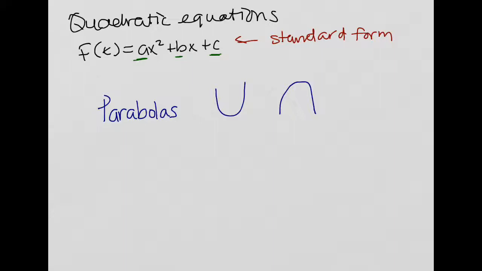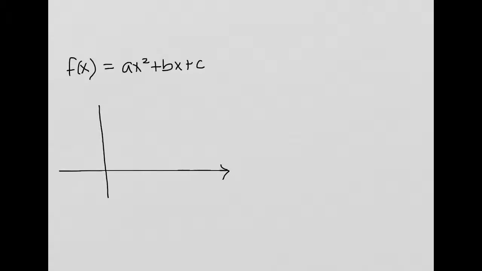Every parabola has the following components. Let's take a look at some of them. As I'm looking at them, I want you to remember our standard form of our equation. F of x is equal to ax squared plus bx plus c. And our standard form of our equation on our coordinate plane looks something like this, more or less.